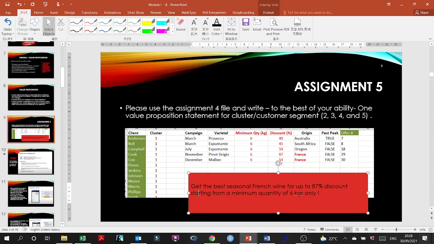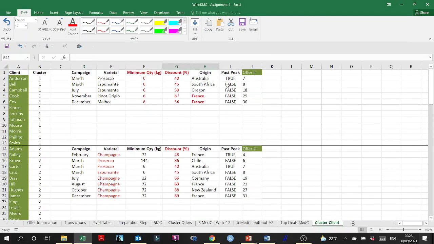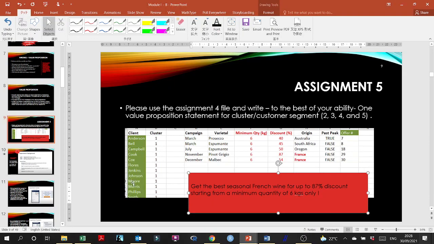And here I wrote get the best seasonal. Seasonal, I said seasonal because it's not past its peak. False, false, false, false. So it's not past its peak. I probably should have highlighted this in red, because we have so many falses here. And also I'm going to copy that and put it here instead.